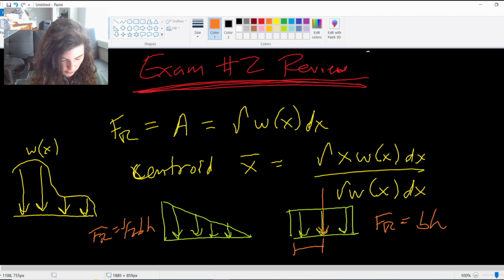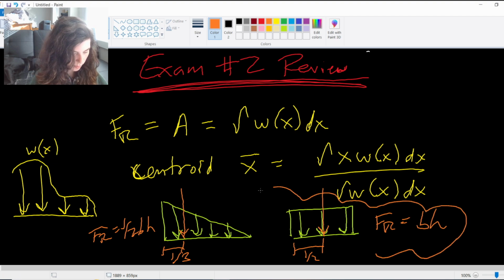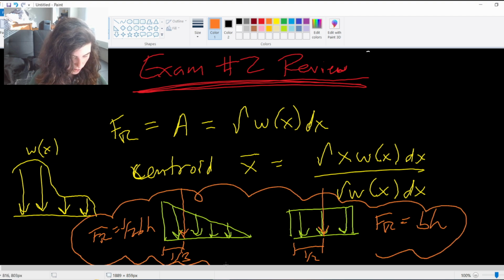So in your rectangle, it acts halfway through the rectangle. And in your triangle, it acts 1/3 from the tallest side of your triangle. 1/3 of the way in. Again, you are going to be given a table for these standard shapes, but these are the ones that we saw most commonly in the problems that we worked. They would be good ones just to have in your noggin.